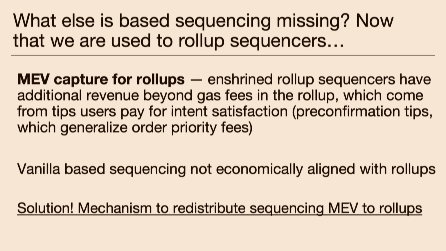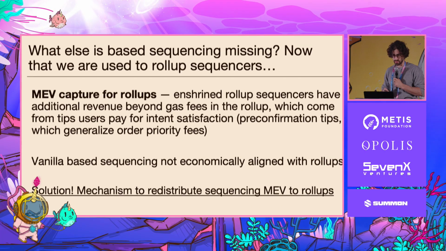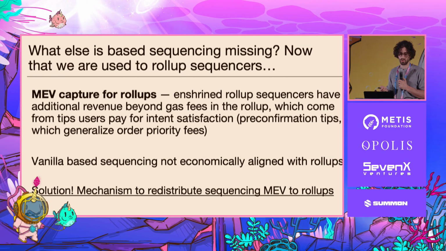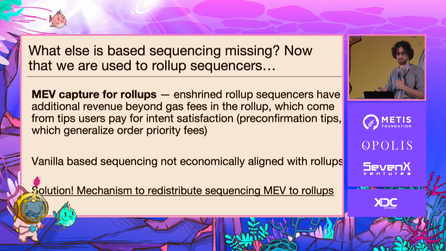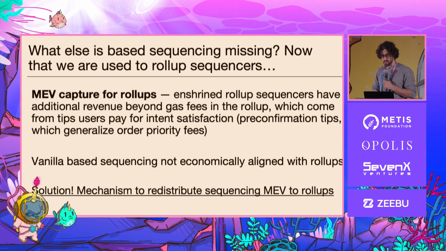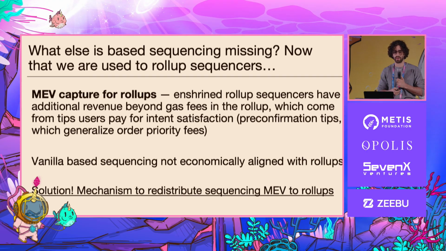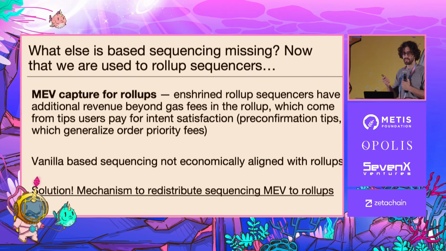Now, what else is base sequencing missing? Especially now that we're used to rollup sequencers. Well, MEV capture for rollups. So enshrined rollup sequencers have additional revenue beyond the gas fees in rollups, which come from tips that users are paying for satisfaction of intents, whether they're pre-confirmation tips, which generalize order priority fees, or standard order priority fees. So vanilla base sequencing is simply not economically aligned with rollups.